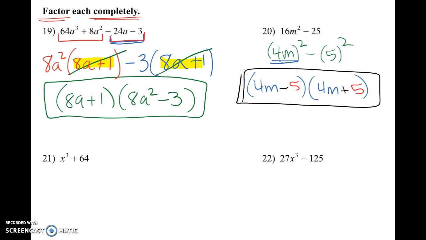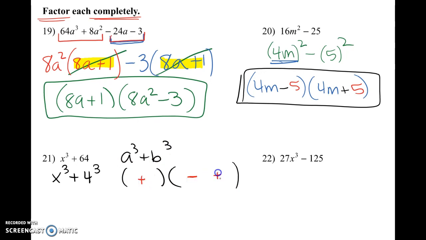For number 21, again, there's nothing in common. So I check, is this difference of cubes, sum of cubes, or difference of squares? And this is x cubed plus 4 cubed. So this is sum of cubes. Now, if we have a cubed plus b cubed, we are going to have the same sign here, opposite sign here, and always positive. And the formula we're going to use is a plus b, a squared, a times b, b squared.